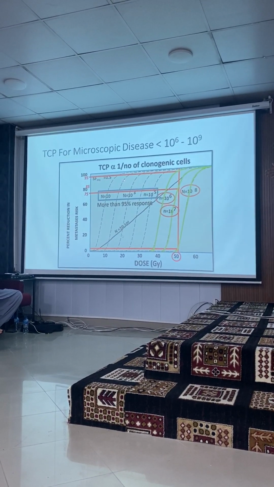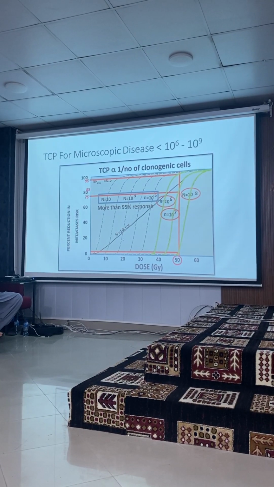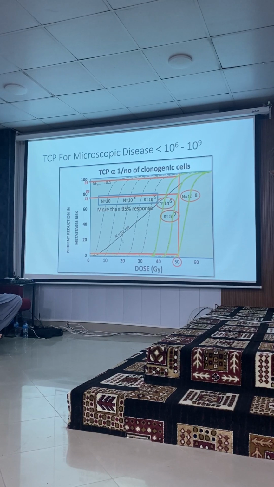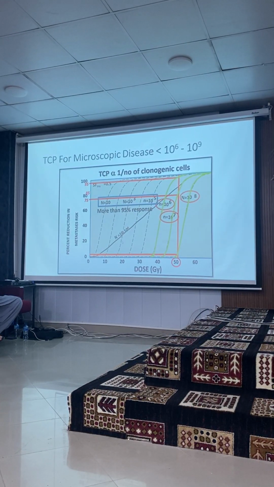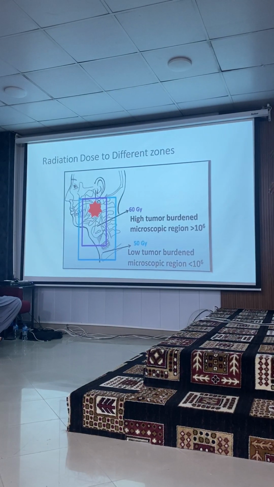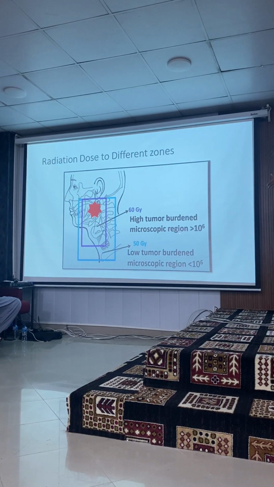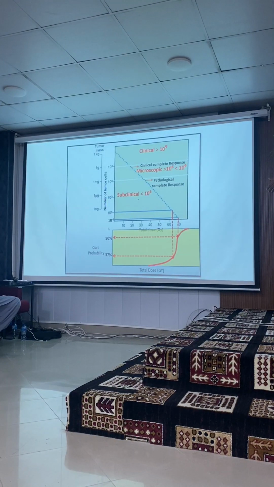This is again showing the TCP is inversely proportional to the number of clonogenic cells. This obviously makes sense. The lesser the number of clonogenic cells, the lesser will be the probability of the tumor to recur. So for radiation dose in different regions, 60 Gy is given to high tumor burden disease because of the microscopic disease, and 50 Gy is given to the low burden disease.